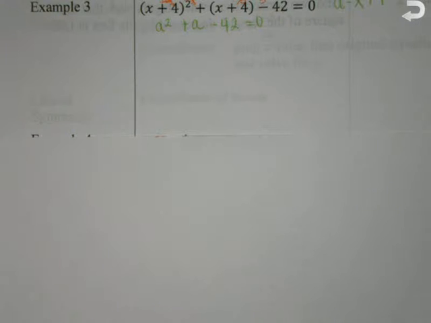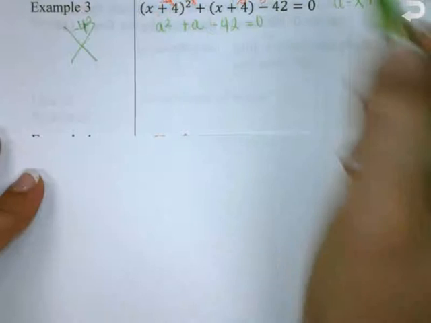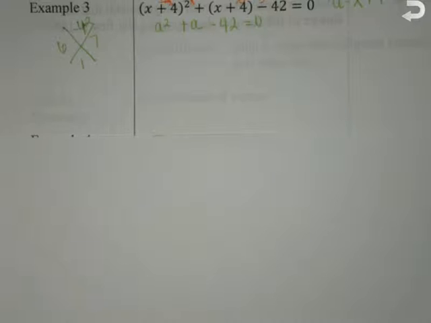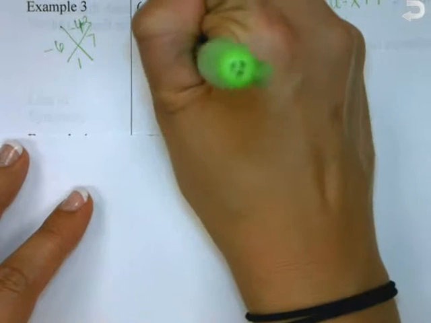What method of factoring is this? Diamond. So two numbers that multiply to -42 and add up to +1. 6 and 7. One of them has to be negative. Which one? -6. Good, -6. So this is a minus 6 times a plus 7 equals 0.